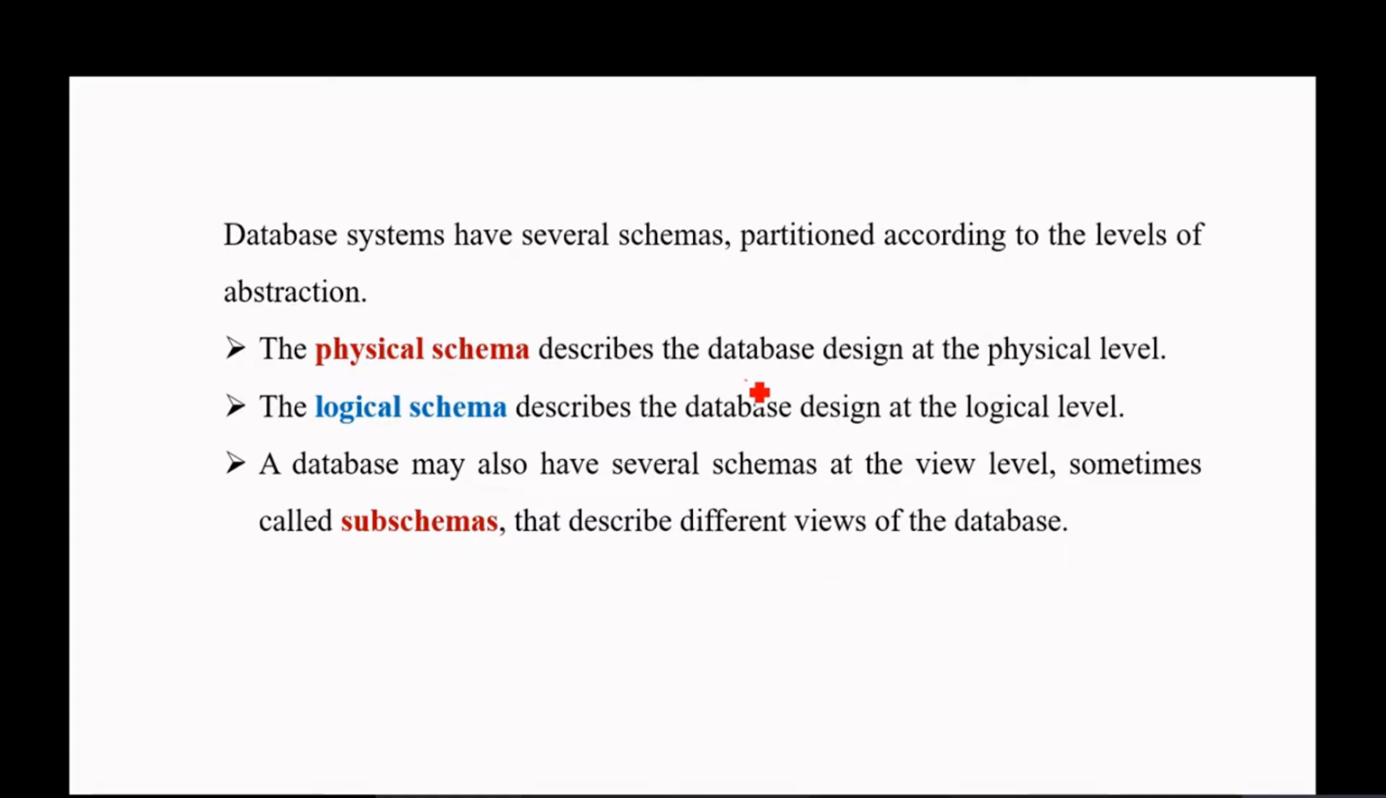Then coming to the logical schema. Logical schema describes database design at logical level. तो फिजिकल स्कीमा क्या हुआ, डिजाइन एट फिजिकल लेवल, लॉजिकल स्कीमा क्या हुआ, डिजाइन एट लॉजिकल लेवल, ठीक है। And at view level we can have several schemas because we can have several views. So if we have 3 views, it means I have 3 view schemas. Okay, so we call it sub schemas also.